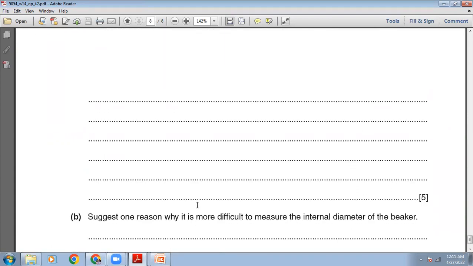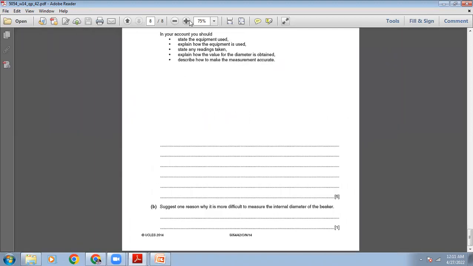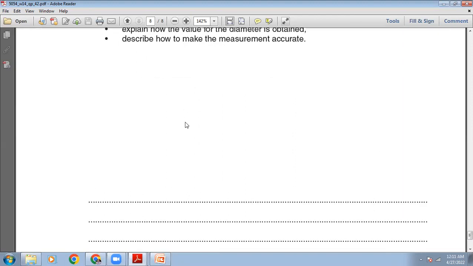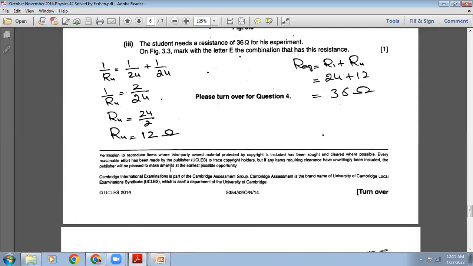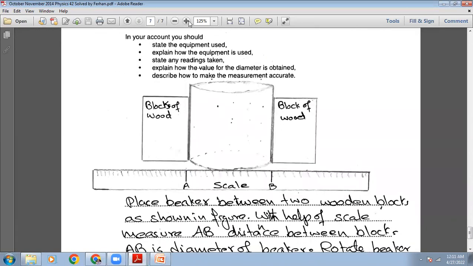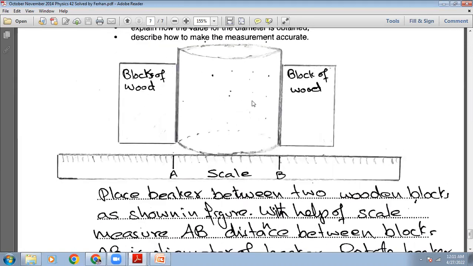So one of the methods which we are going to use to find the outer diameter of the beaker is that I will take 2 wooden blocks and place the meter rule on a table. I will put the wooden blocks around it, as shown in the figure. Here you can see that figure. So I will take 2 wooden blocks, put them like this, and between them I put the beaker, and then I will put a meter rule scale and check the distance from here to here, from point A to point B, and that is equal to the diameter.